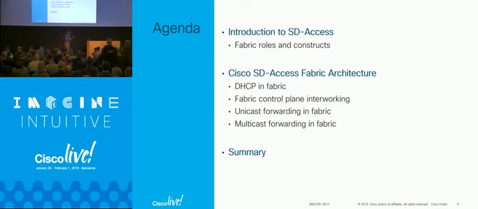Then we are going to talk about the control plane interworking. How does the LISP control plane work in Fabric? Then we are going to talk about the unicast packet forwarding and the multicast packet forwarding. Again, everything that we need in the Fabric infrastructure to make software-defined access work.